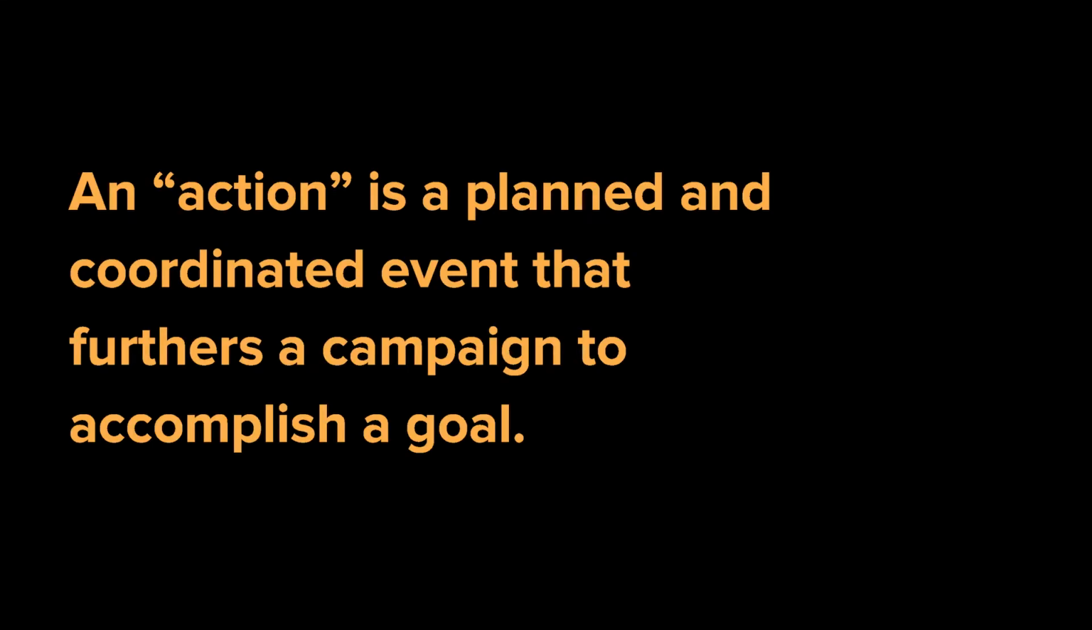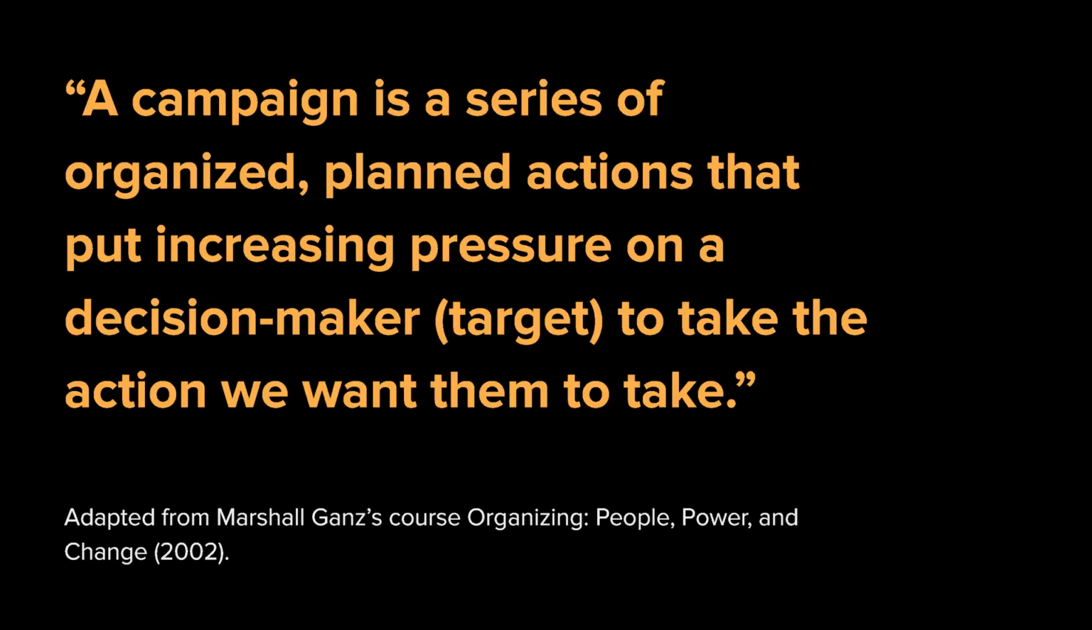So first off, what is an action? An action is defined as a planned and coordinated event that furthers a campaign to accomplish a goal. And now, that's not the only definition we ever use, but that's what we're going to use today. So from there, you might ask, well, what's a campaign? A campaign is a series of organized, planned actions that put increasing pressure on a decision maker or target to take action that we want them to take. I adapted that from Marshall Ganz and his work, Organizing: People, Power, and Change. I also adapt a couple of his graphics for this.